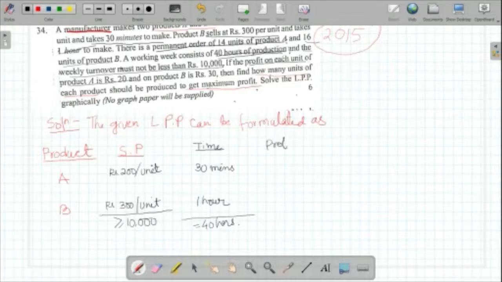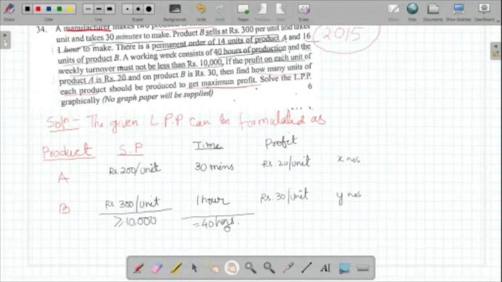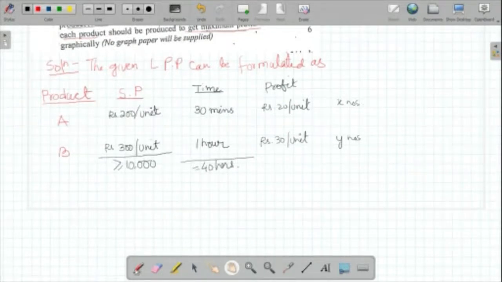Okay, the profit on each unit of product A. So write down profit here. How much? 20 per unit for A, and for B, 30 per unit. Now I'm going to work out how many units of each product to produce to get the maximum profit. So for A, let's say X numbers, and for B, let's say Y numbers of the unit is produced, right? And what is this question? This question is about maximizing the profit. Okay, maximum profit. Now let's start writing here.